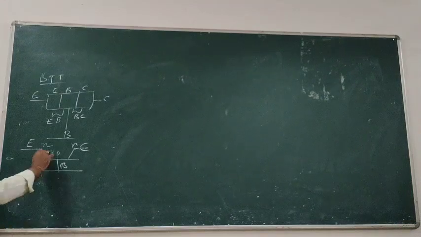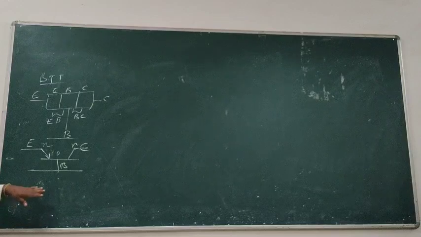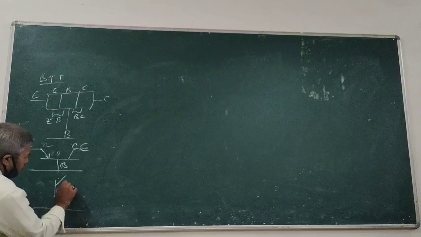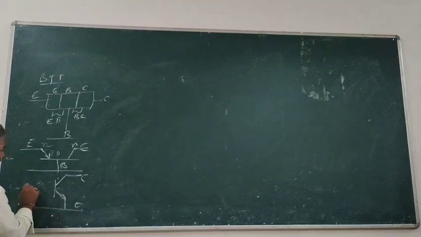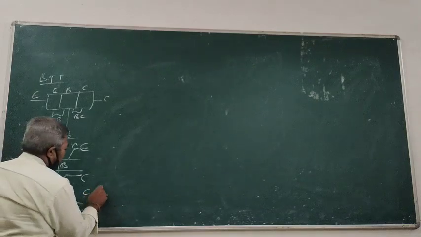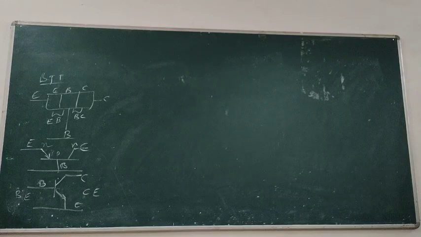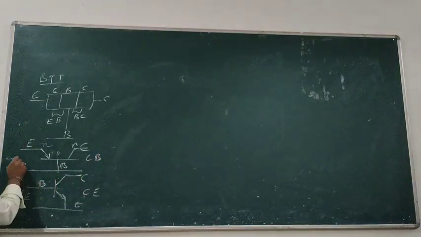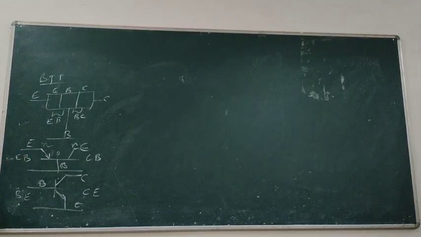And the second thing is, whenever you want to connect a common emitter: collector, emitter, base. Here the base and the emitter are the inputs, and collector and emitter are the outputs. In the common base, collector and base are the output, and emitter and base are the inputs. Is that clear?